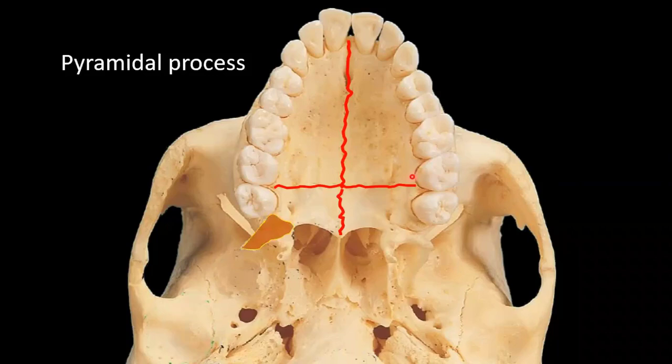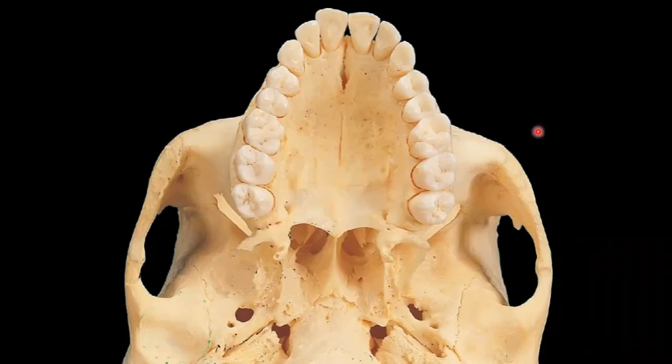Then we saw this process of the palatine bone. This is the pyramidal process. Okay, this is the pyramidal process. Then we also saw certain foramen, and from this foramen there is some vessels coming out, right? So what was this large foramen here? Greater palatine. Right, this is the greater palatine foramen. So can anyone tell me what structures will emerge from this foramen? Greater palatine nerve and vessels. Right, so these will be the greater palatine nerve and vessels.